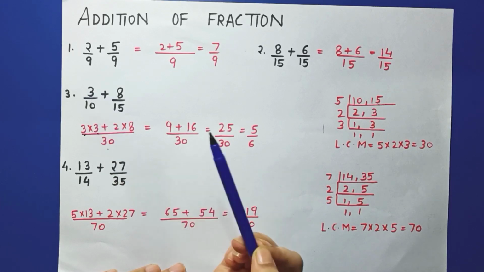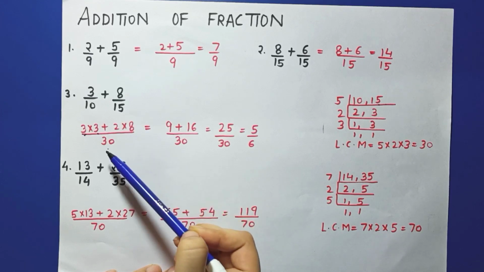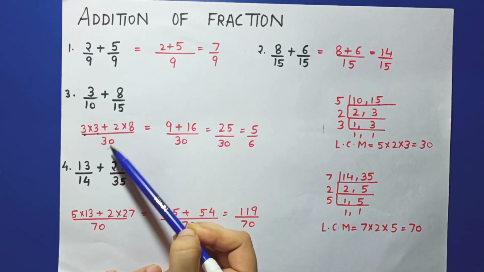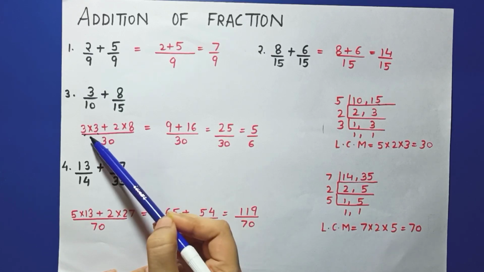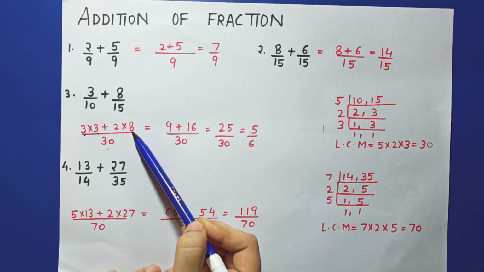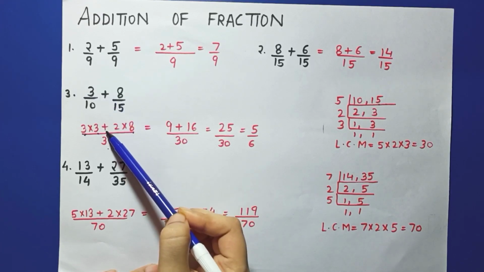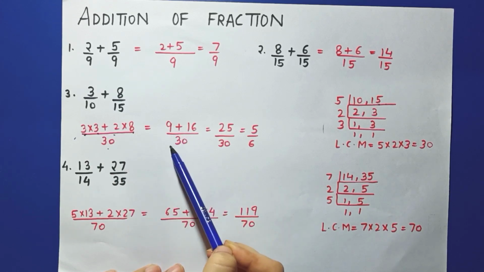So 3 into 3. Okay, remember the step. First we'll divide the denominator into the LCM. 15 2s are 30. And then we'll multiply it by the numerator. So 15 2s are 30 and multiply it by the numerator, into 8. And the plus sign remains the same. So 3 3s are 9, 8 2s are 16, upon 30.